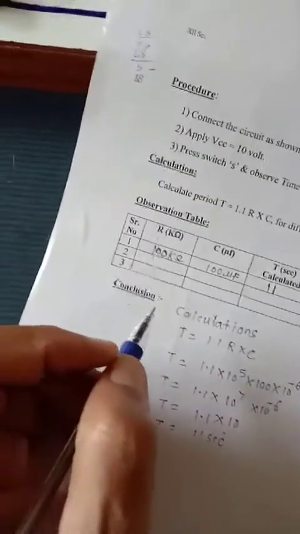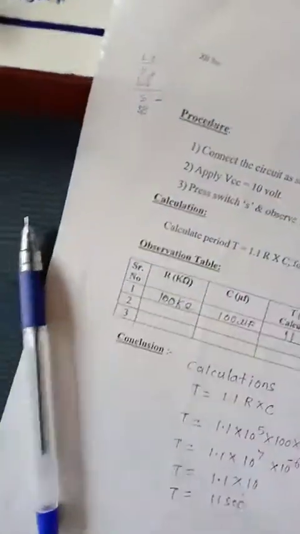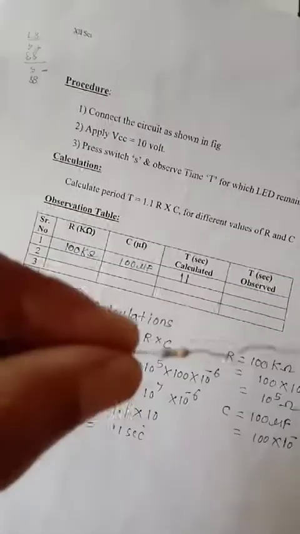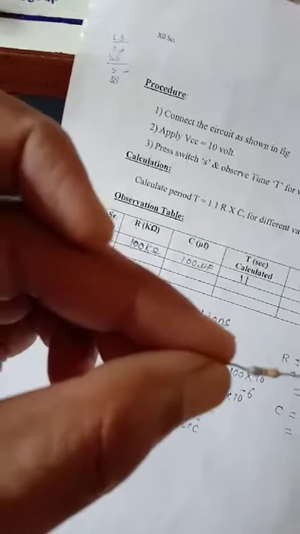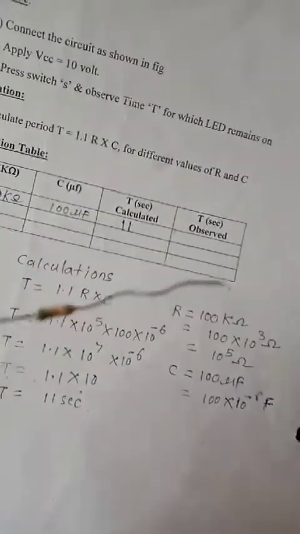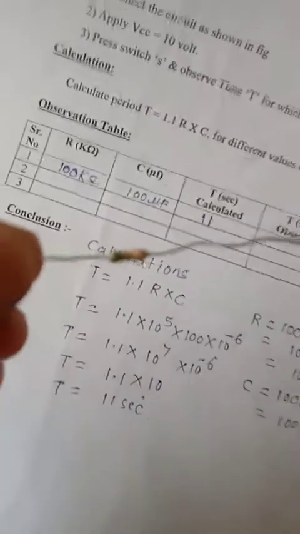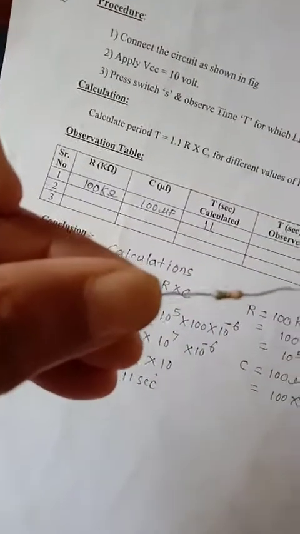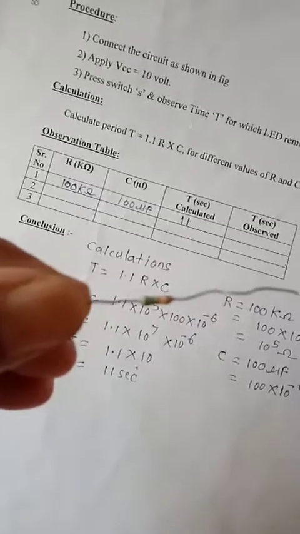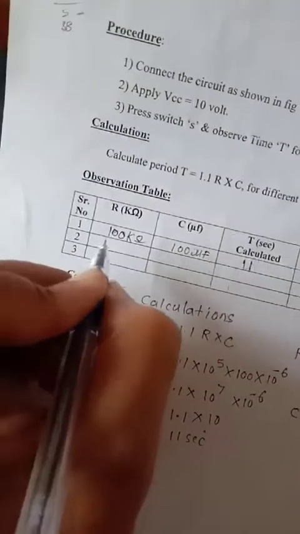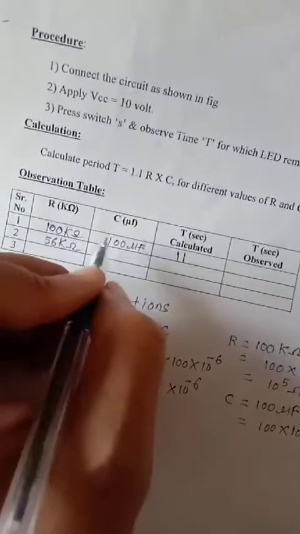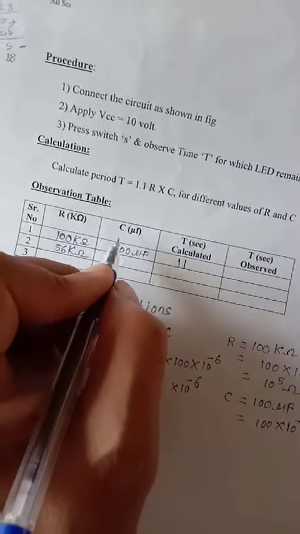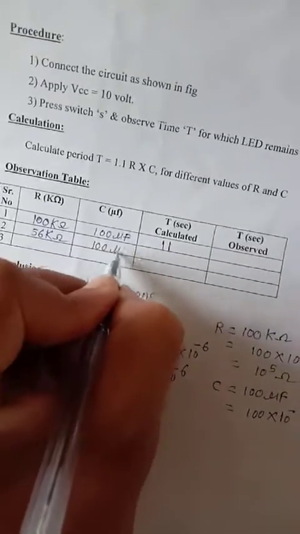Then we have to change this R. Now here I have taken a 56 kilo ohm resistor. See here, green, blue, orange. Green means 5, blue means 6. 56 into 10 raised to 3 ohms, that is 56 kilo ohm. So write here in the second reading, R is equal to 56 kilo ohm, and we are keeping C of the same value, that is 100 microfarad.